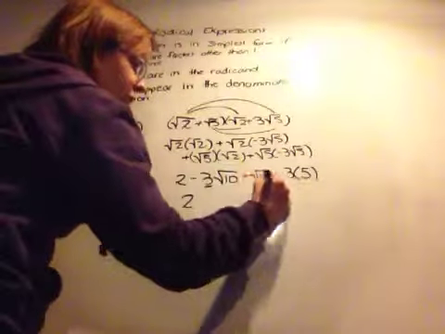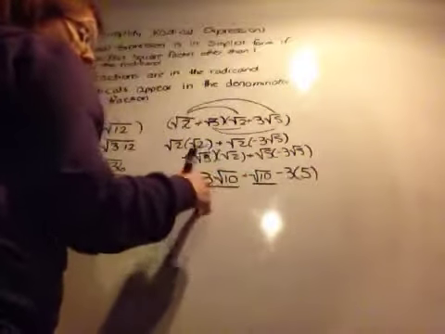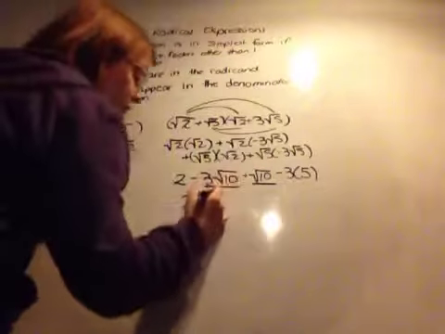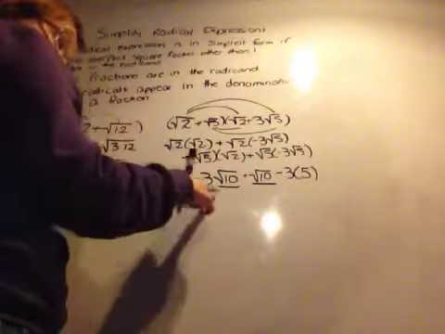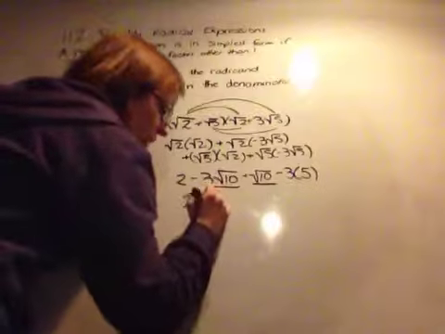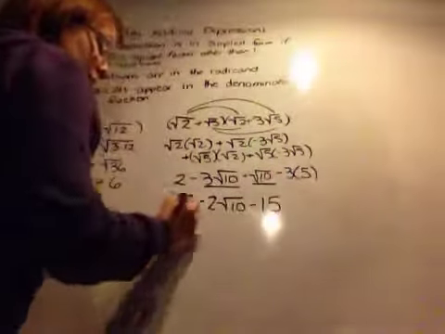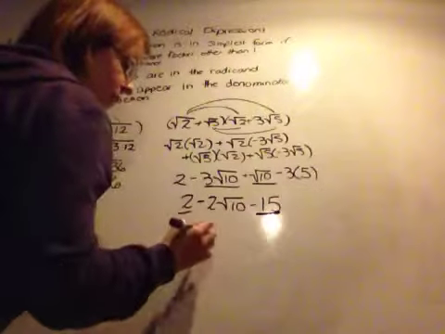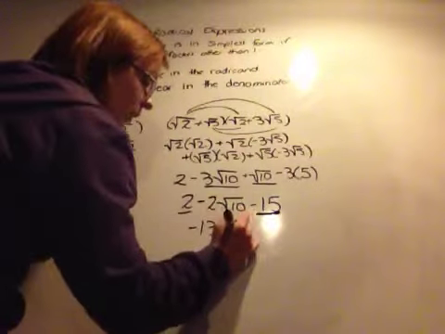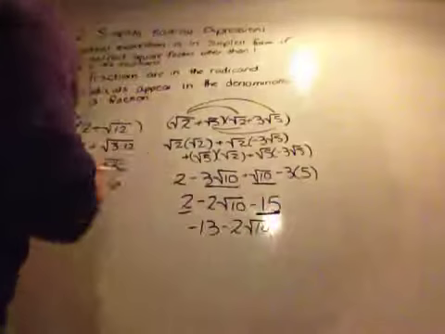These are like terms. Sorry, I have negative 3 square root of 10s plus 1 square root of 10. So that's negative 2 square root of 10 minus 15. And then I'm going to combine my 2 and my minus 15 to get negative 13 minus 2 square root of 10.